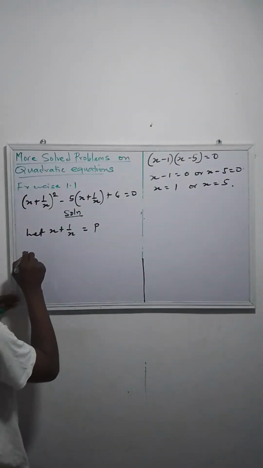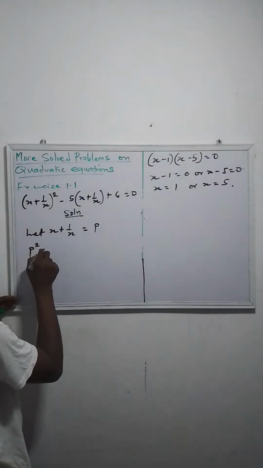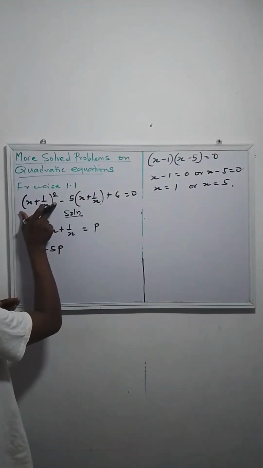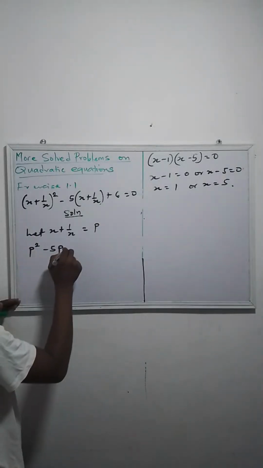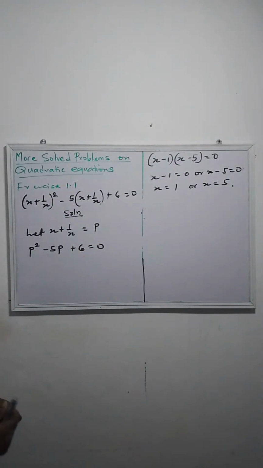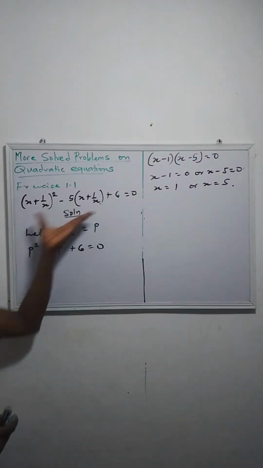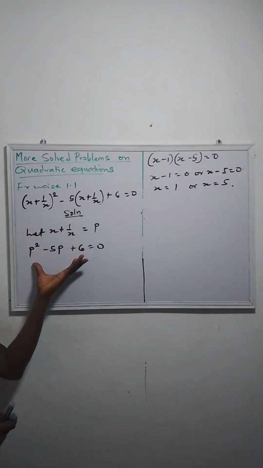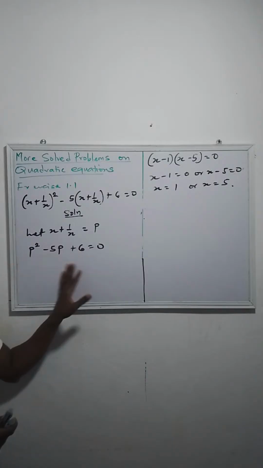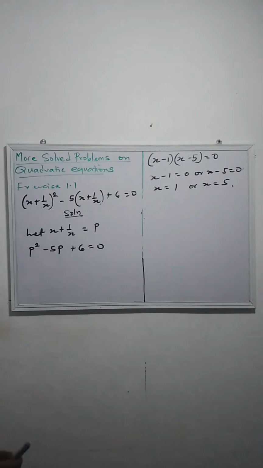So I have it as p squared minus 5p. Okay, so this has turned to p, this is p squared, plus 6 equals 0. Can you see that? So you can see how we have reduced this giant equation to this. All right, so now the next thing is to solve this quadratic equation. So how do we solve that?